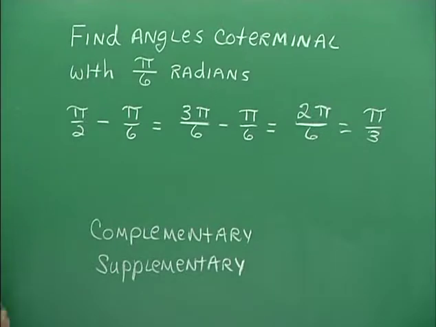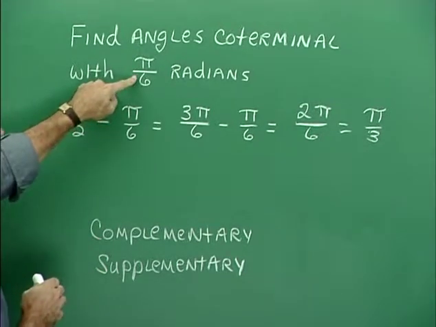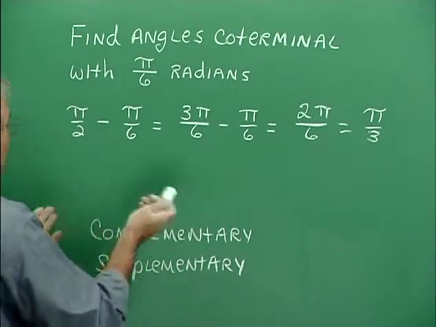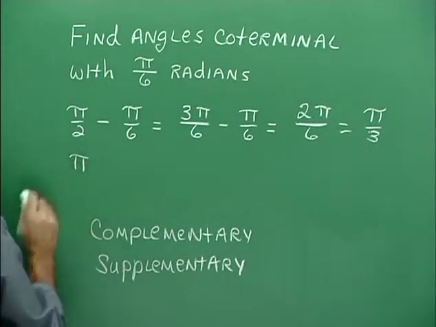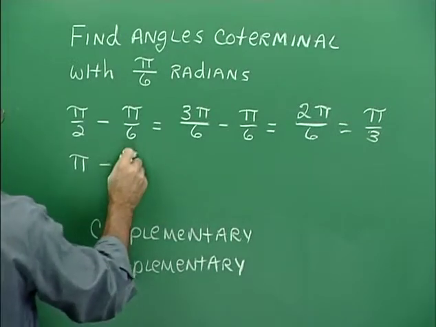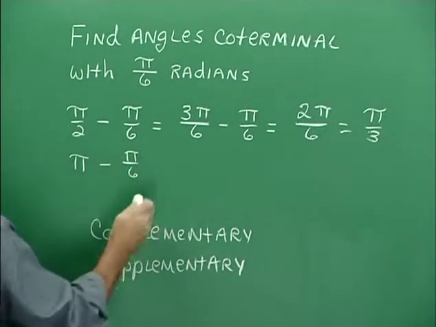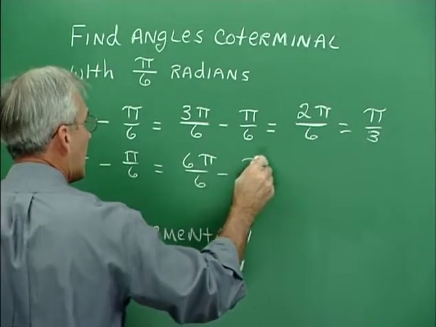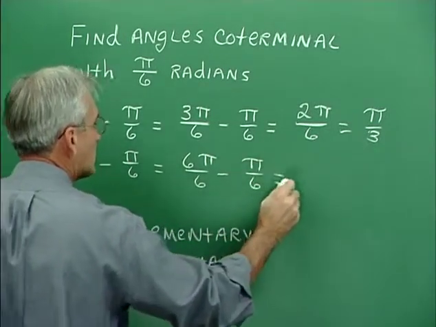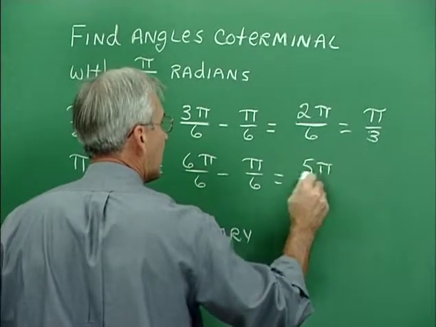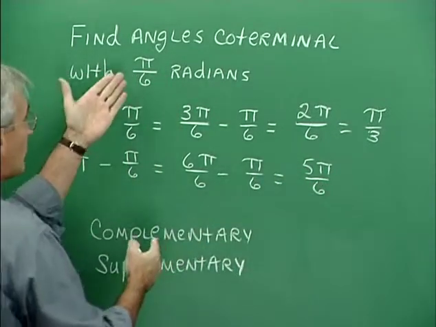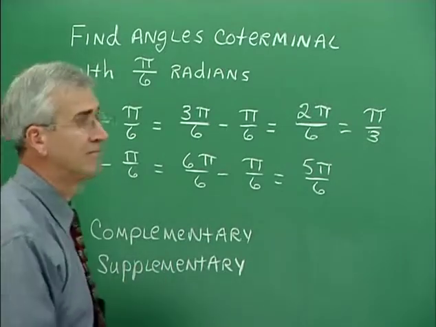All right, and for the supplement of the angle of pi over 6, we would have to take, well, let's see, supplementary angles total pi. So we want to take that total and subtract the pi over 6. And again, we need a common denominator, so this is 6 pi over 6 minus pi over 6, which is 5 pi over 6 as the supplement of the angle pi over 6.